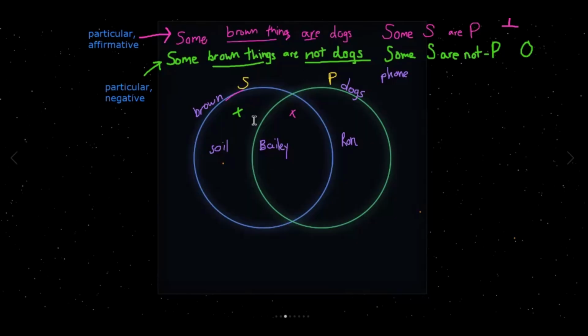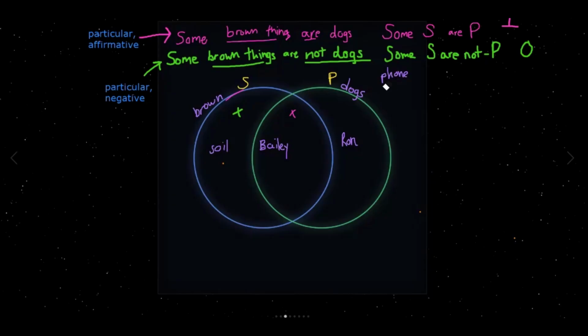So if I'm comparing between the set of brown things and the set of dogs, I can use my categorical propositions to tell you that something is in this region of space or this region of space. If you have questions, please let me know. I'd be happy to make any videos getting into more details of any of these ideas.